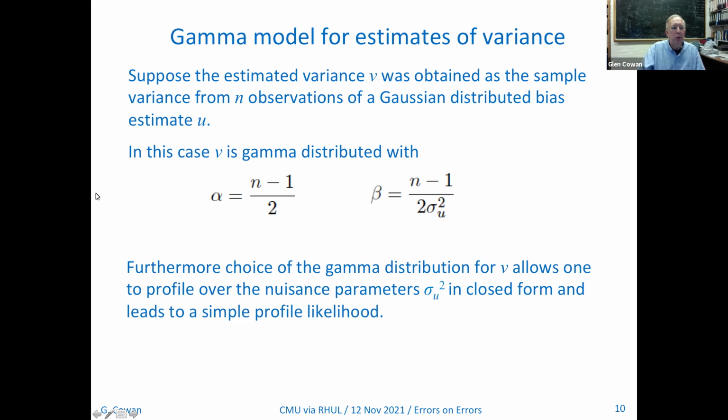But now the real reason why I prefer the gamma model for the variance is that it allows one to profile over these nuisance parameters, the new nuisance parameters sigma_u squared, in closed form. So you don't actually double the number of nuisance parameters in the model. You can profile over them in closed form, and it leads to a very simple profile likelihood.